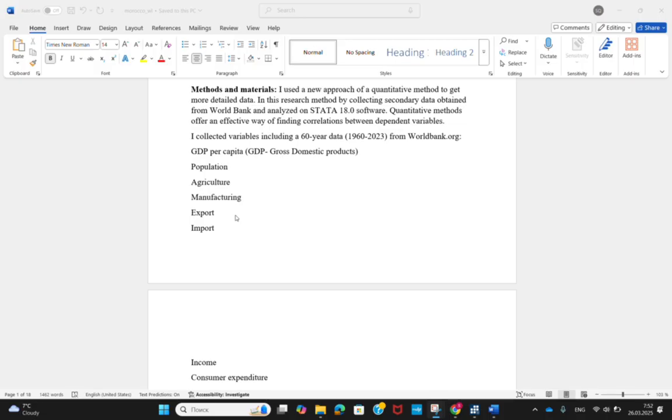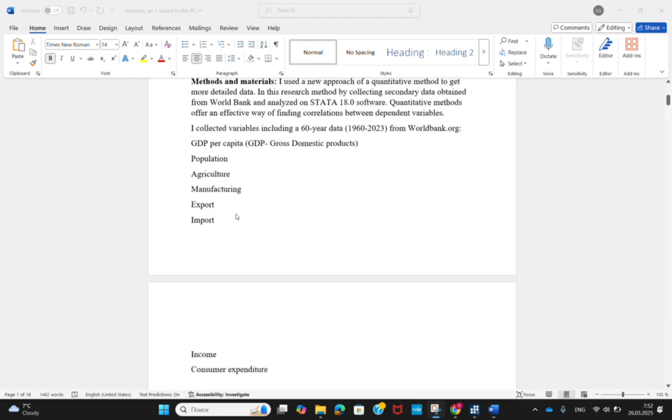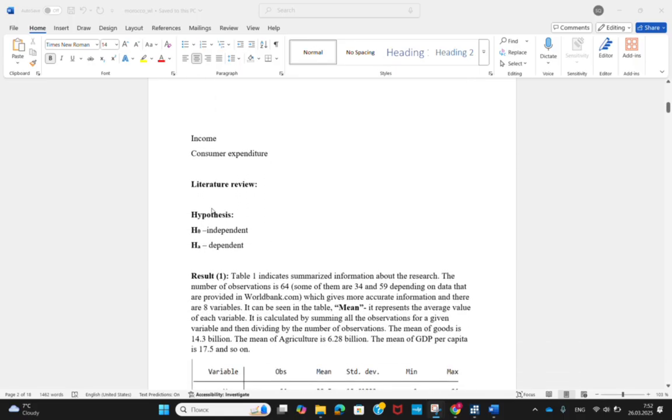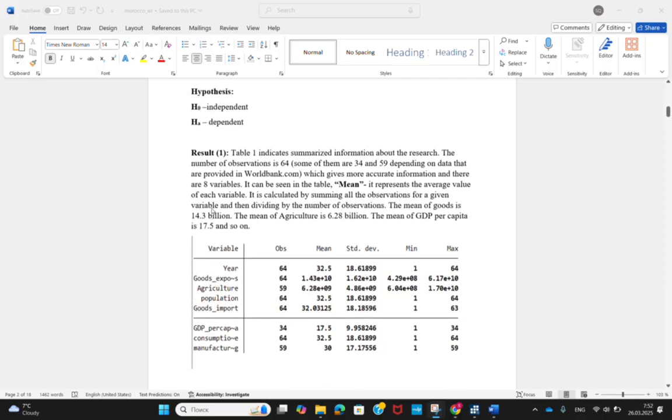Here you can see the variables of the economy of Morocco that I chose from World Bank Open Data: GDP per capita, population, agriculture, manufacturing, export, import, income, and consumer expenditure. We have two types of hypotheses, H null and HA. H null is independent and HA dependent. During our process, we will see the main idea of this hypothesis.